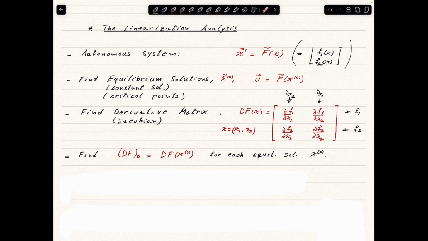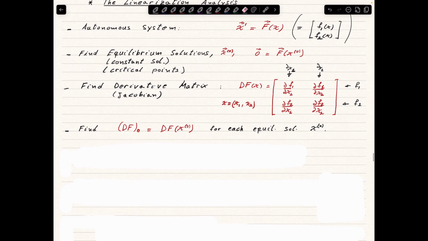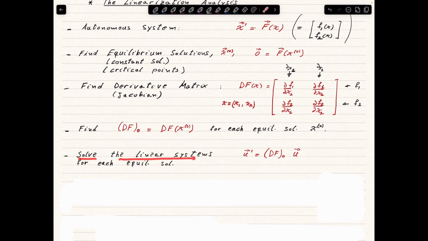With these constant matrices we solve for each one of them the corresponding linear system u prime equals that matrix times u. Recall, this here is now a constant matrix. And if we have 3 equilibrium solutions, we have 3 linear systems to solve, for example.